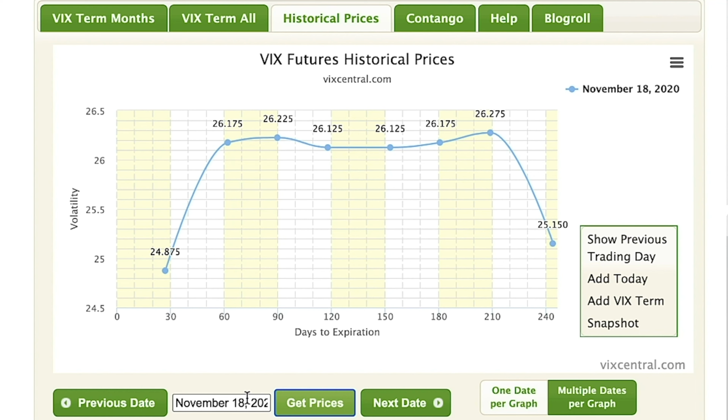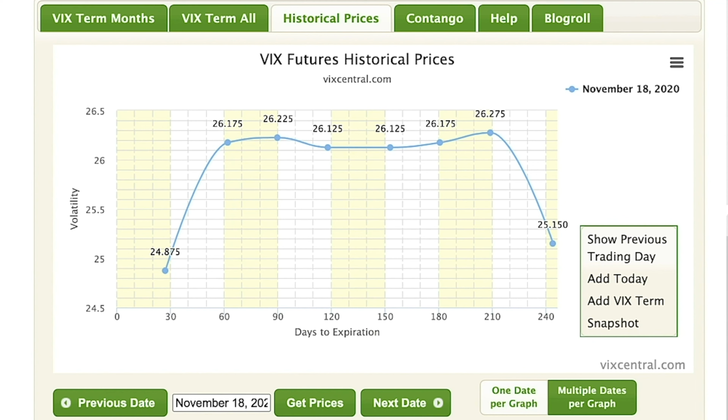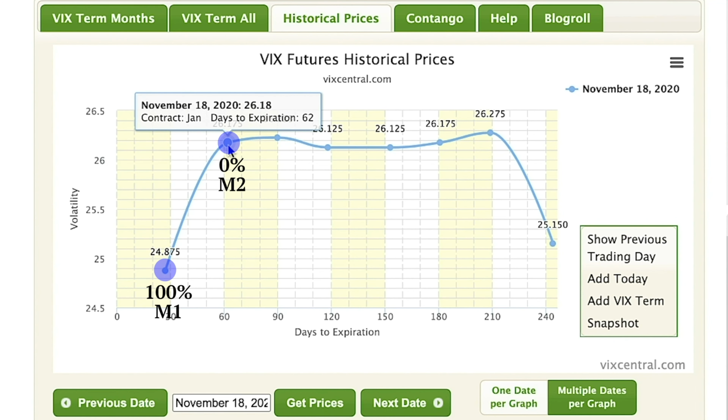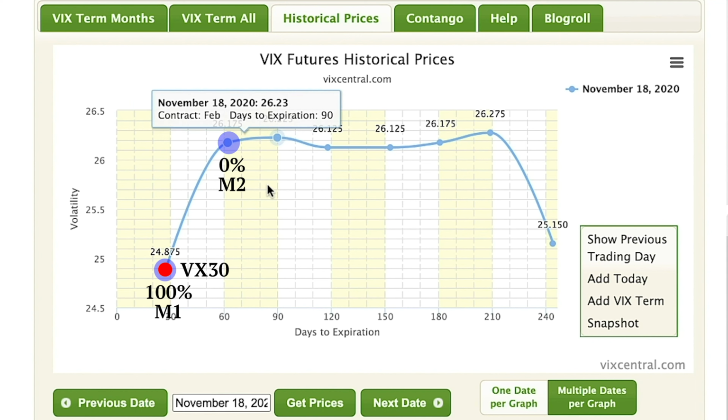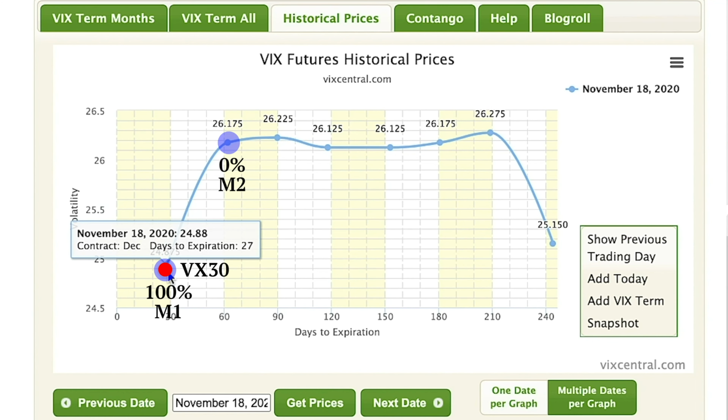And unless there are any holidays in the next month, that's always on the 3rd Wednesday of every month. So how this works is, on the first day of the new cycle, like we see here, November 18th, 2020, the volatility ETPs are 100% representing this front month M1 contract and 0% of this back month M2 contract. That means that the constant maturity VX30 contract is exactly the same as this front month M1 future. On the first day, M1 equals VX30.